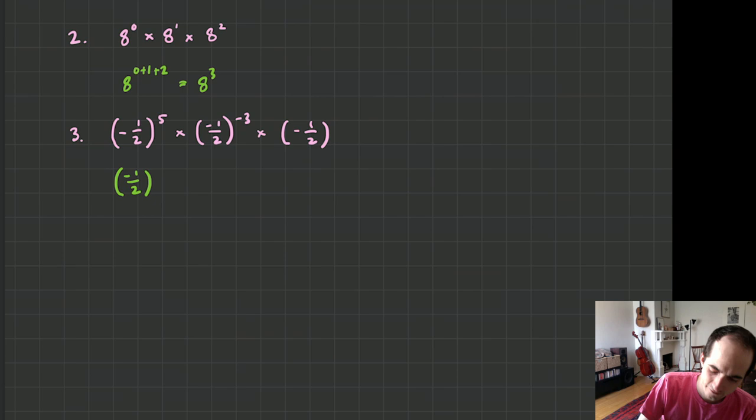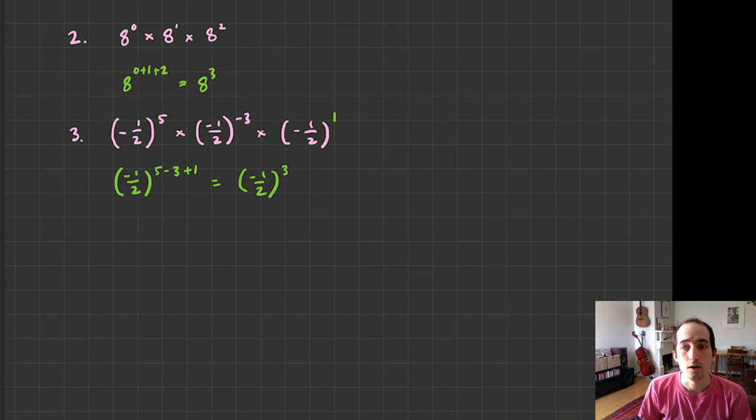Don't forget that this actually has sort of an imaginary exponent of 1. Not so much imaginary, but more invisible. We have an invisible exponent of 1. So this is going to be negative 1 half to the power of 5 minus 3 plus 1, which is equal to negative 1 half to the power of, well, 5 minus 3 is 2, 2 plus 1 is 3. So this is negative 1 half to the power of 3.